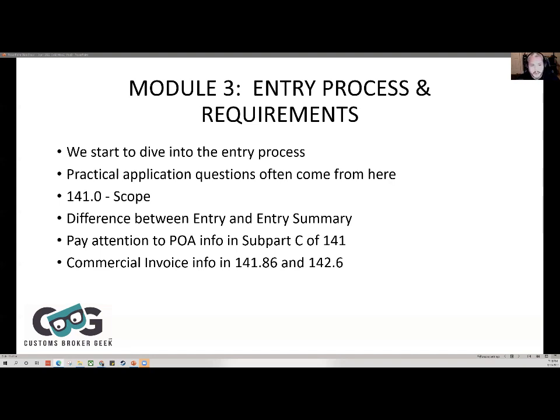Pay attention to power of attorney, POA info, and Subpart C, power of attorney. The last few years, we've seen a copy of the POA being provided on the exam, and a few questions are asked.